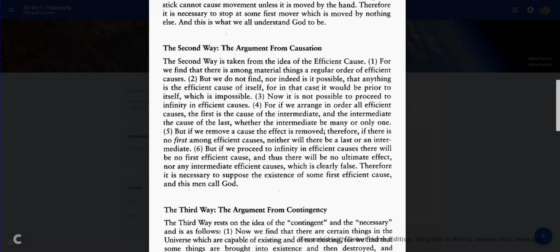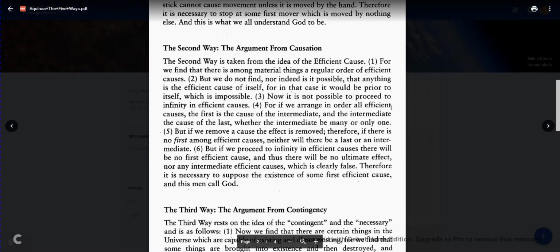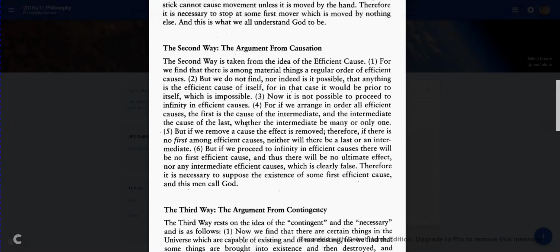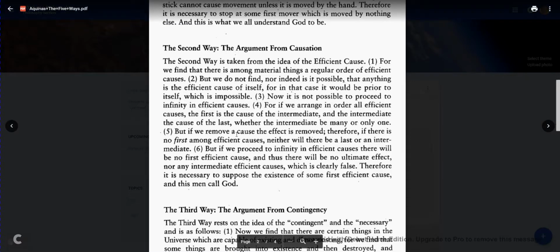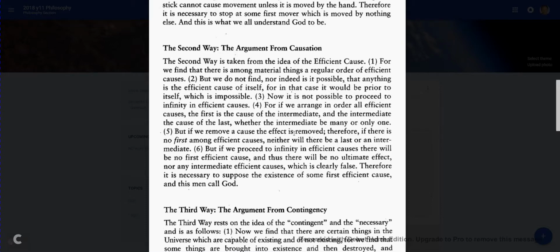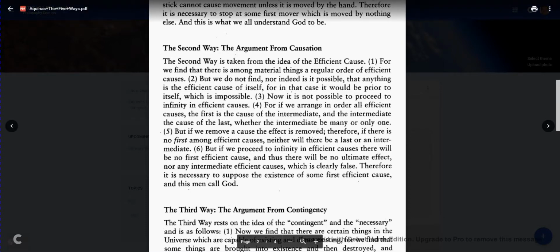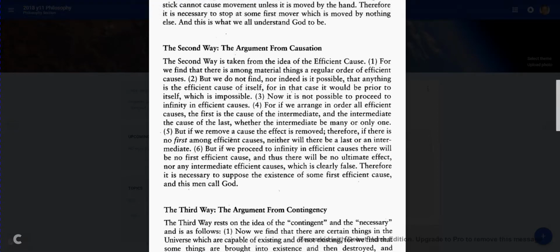And then he goes, now it is not possible to proceed in infinity in efficient causes. You can't go forever, because there needs to be something that actually made the first thing happen. For if we arrange in order all efficient causes, the first is the cause of the intermediate, and the intermediate the cause of the last, whether the intermediate be many or only one. But if we remove a cause, the effect is removed. In other words, if you take away a cause, you don't actually get the result. Therefore, if there is no first among efficient causes, neither will there be a last or an intermediate.